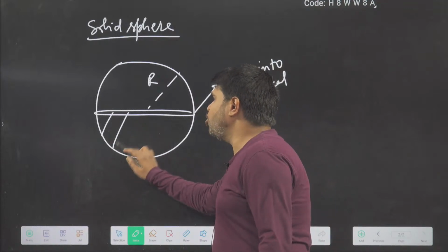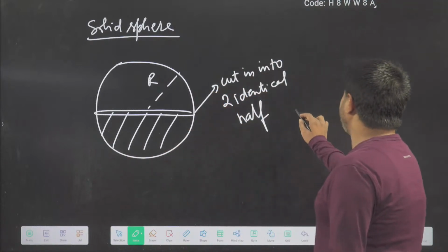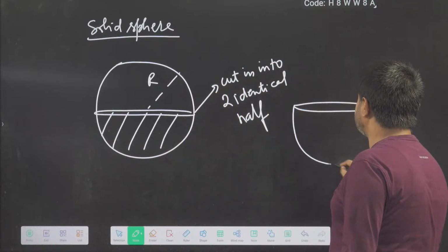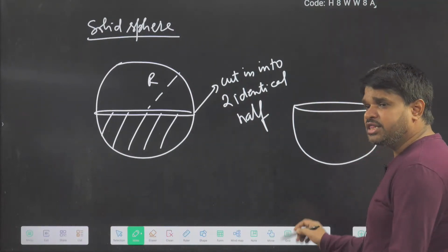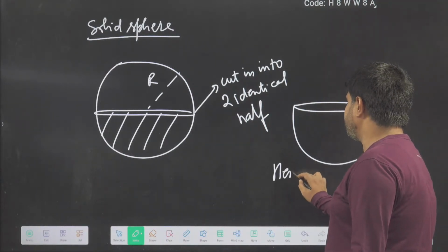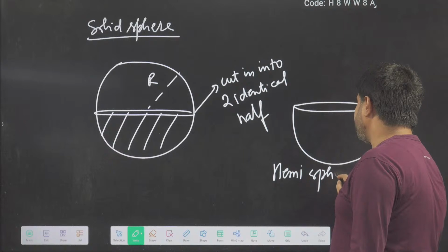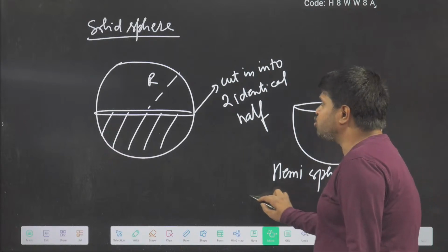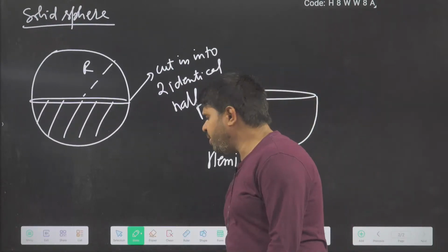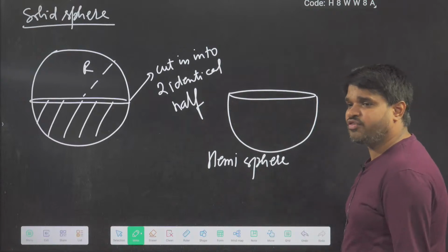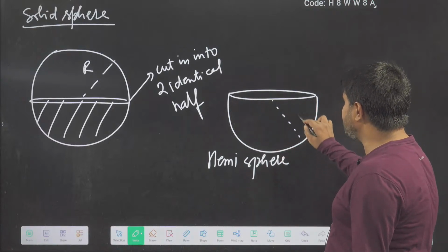Let me take this lower portion. If I take this lower portion, this is what we get. This is a hemisphere. So from a solid sphere, I am making a solid hemisphere. Radius still remains what?